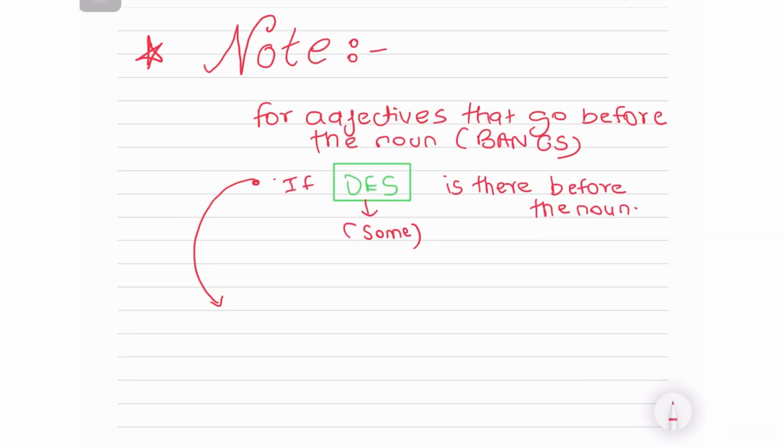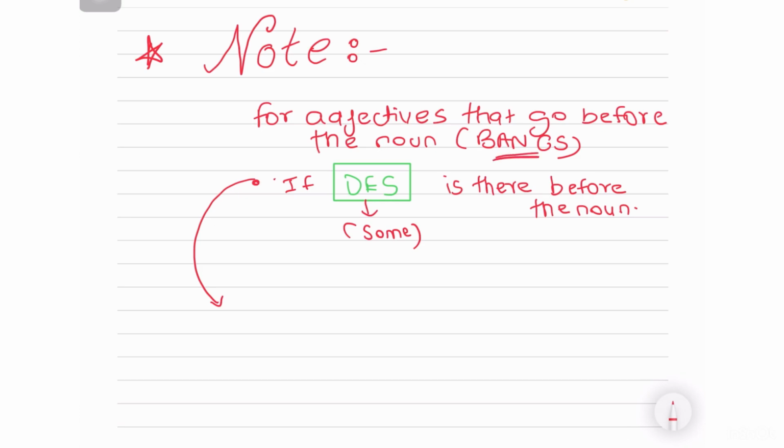So before we finish up the topic, we have a small note. Okay, that is a little rule, an exception you can say, that you need to know to make sure you don't make any mistakes in your answer. So basically, what is this note? We're talking about adjectives that go before the noun. So this rule applies to adjectives that go before the noun. That means all the BANGS adjectives.